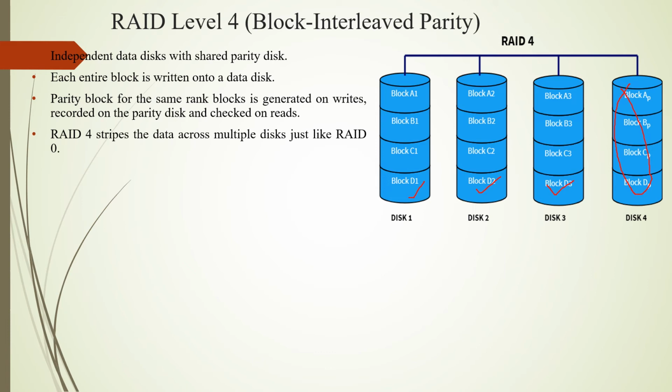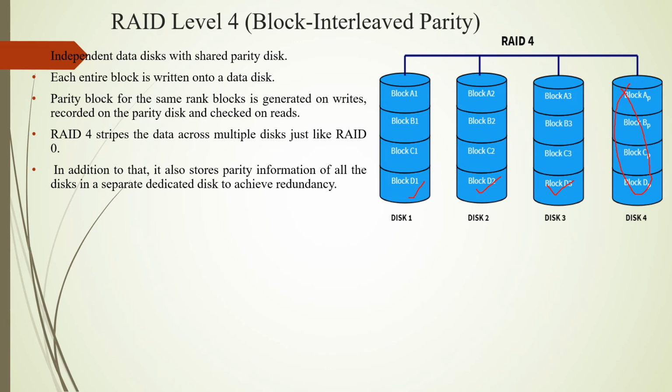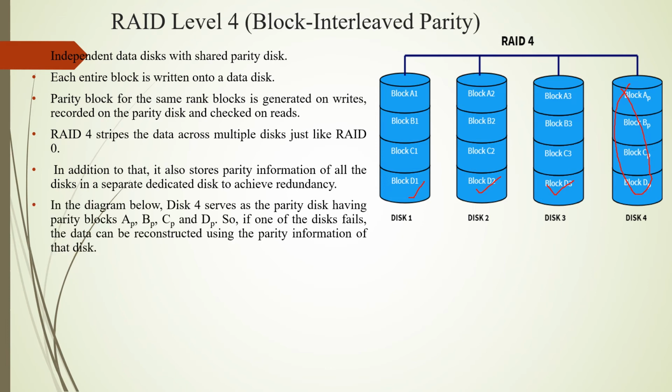RAID 4 strips the data across multiple disks just like a RAID 0 level. In addition to that, it also stores parity information of all the disks in a separate dedicated disk to achieve the redundancy technique. The diagram shows that disk 4 serves as a parity disk having the parity blocks which are called AP, BP, CP, DP, so that if one of the disks fails, the data can be reconstructed using the parity information related to that disk.